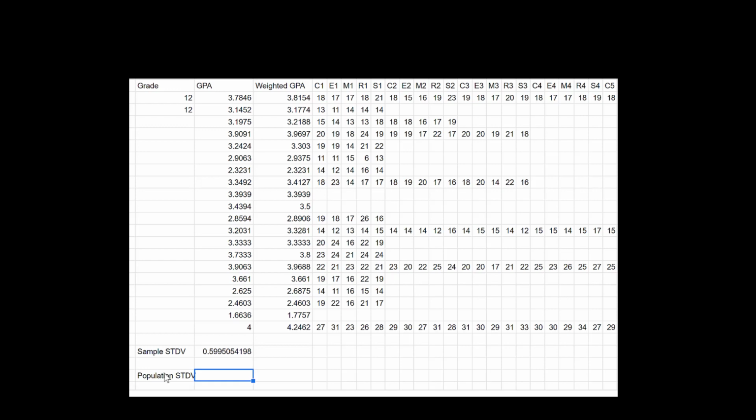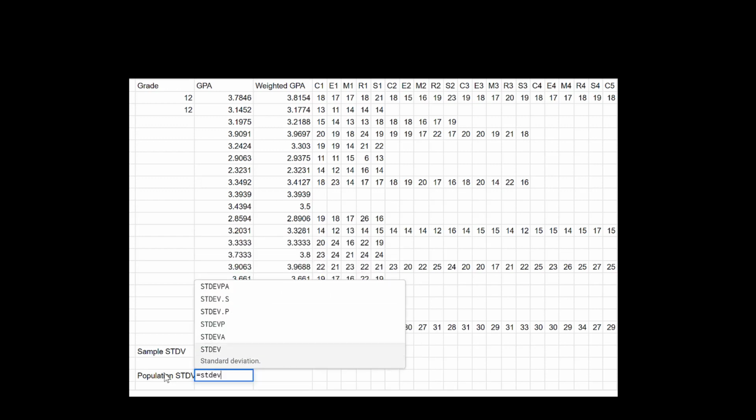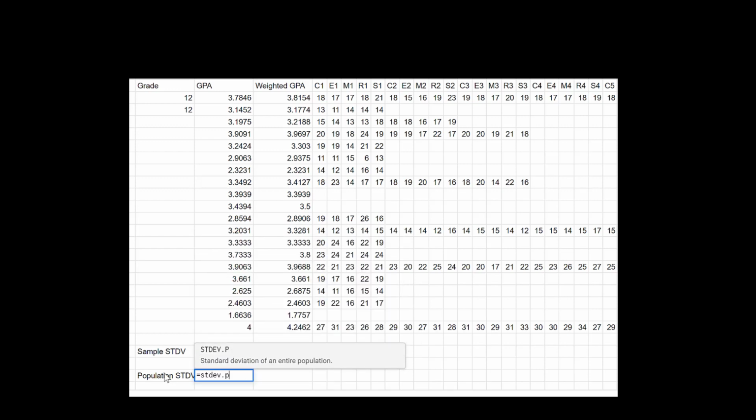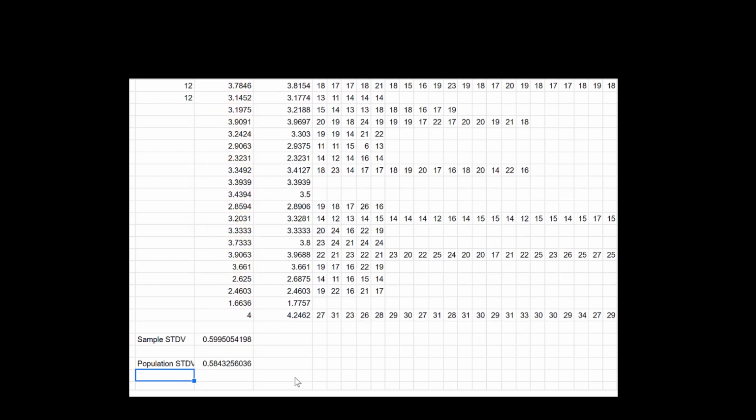And if I want to calculate the population standard deviation, it's going to also be equals STDEV.P. That .P tells Google Sheets that you're looking at the population standard deviation. We highlight our data again, hit enter, and we get 0.5843. So you can see there is a negligible difference between these two standard deviations.